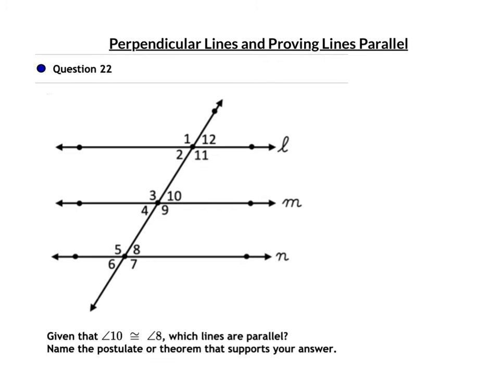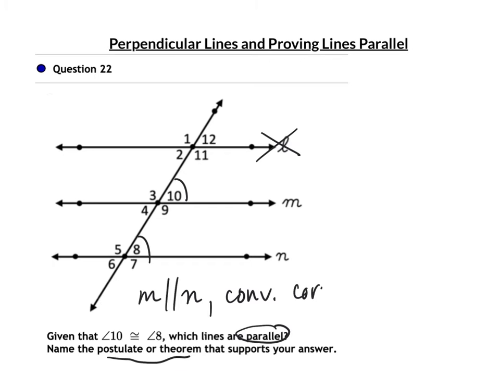Question 22. Given that angle 10 is congruent to angle 8, which lines are parallel? So we're ignoring line L, and we're looking at line M and N. Well, 10 and 8 are corresponding angles. So we know that M is parallel to N, and that is because those are corresponding angles. Since we're concluding the lines are parallel, the postulate or theorem that supports my answer is the converse of the corresponding angle postulate. Only the corresponding is a postulate in both the original theorem and the converse theorem.